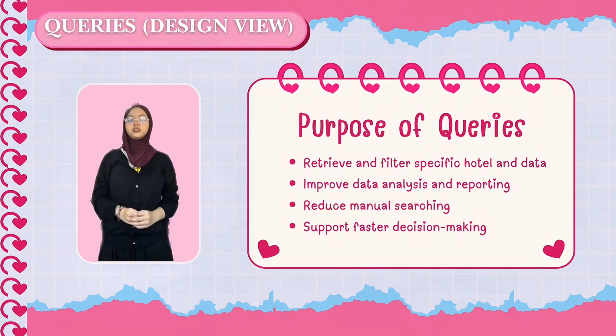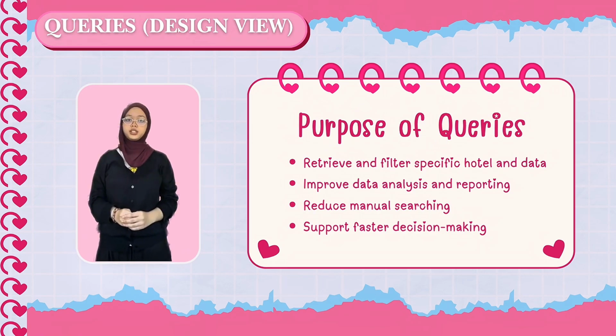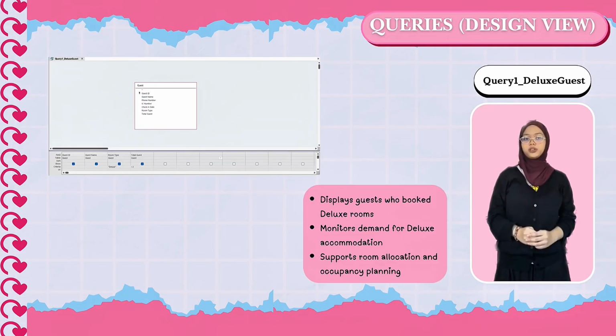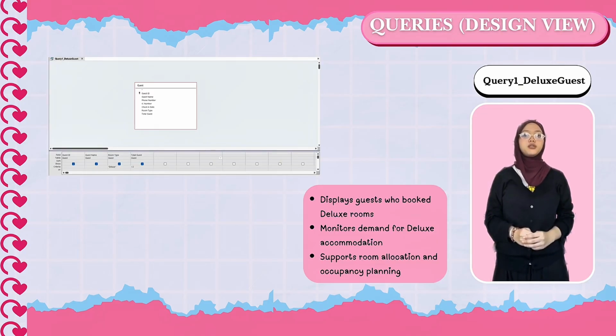Now, I will move on to the queries developed in our hotel management system. Queries are important because they allow users to retrieve and analyze specific information quickly based on selected criteria. This improves data retrieval, reduces manual searching, and supports more efficient hotel operation. So the first query is Query Deluxe Guests, which displays guests who book deluxe rooms. This helps hotel management monitor the demand for deluxe accommodation and analyze booking patterns.